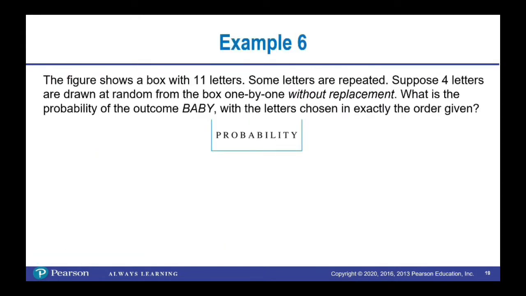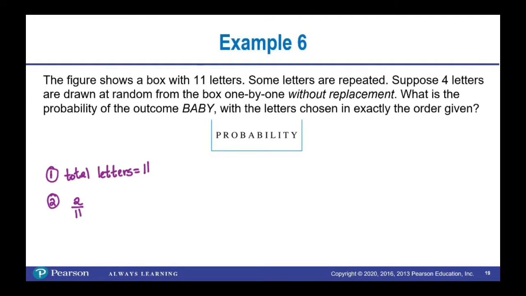Now, let's look at example 6. Let's look at the box that has the letters of the word probability. We have 11 letters. We're going to draw 4 letters from the box, again, without replacement. And I want to know what's the probability that I draw the word baby in that exact order from the box. So first we have 11 total letters. There are 2 B's, and so I have 2 out of 11 for the first B.